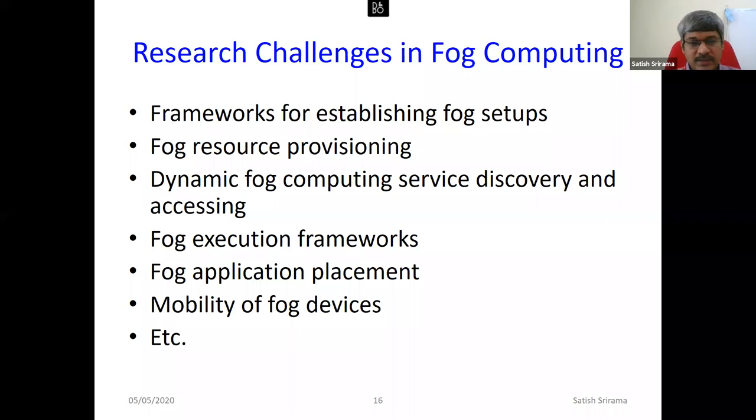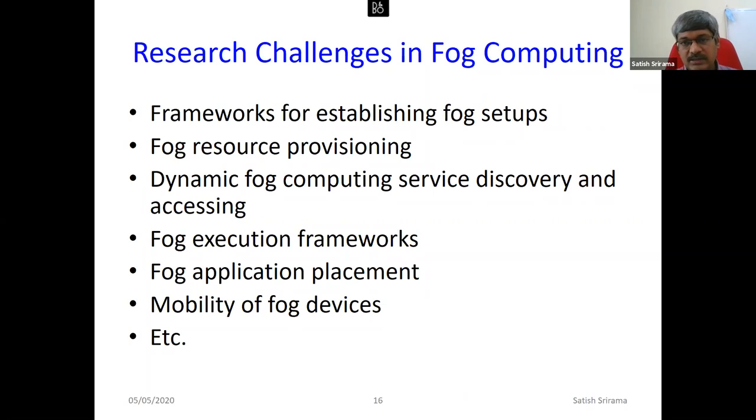We can think about a lot of interesting applications, but the problem is how do we decide how to provide these resources? Fog resource provisioning is critical. Who will provide the resources required for that particular processing? How are we able to dynamically discover the fog nodes and the fog services on these fog nodes? And assume you have the perfect fog setup. Do we have any fog execution frameworks? That's also a critical challenge. And then on which fog node will you be placing the applications? That's also a major research challenge.